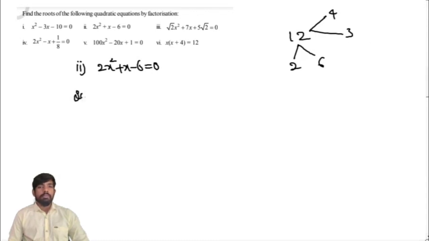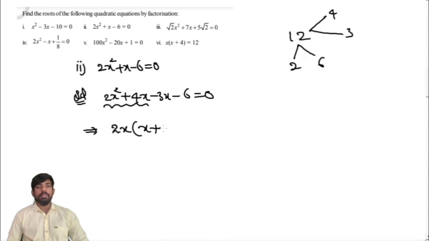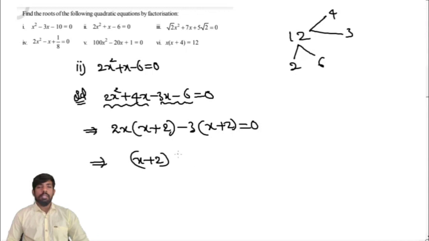Okay. So here 2x square plus 1x is there. Can I write in the place of 1x, 4x minus 3x minus 6 equals to 0. Next, from here take 2x common. Then remaining is x plus 2. Here, if I take common minus 3, then in the place of minus you will get plus. So x plus 2 equals to 0. x plus 2, x plus 2 same we have, right? So take common x plus 2 and remaining is 2x minus 3 equals to 0.